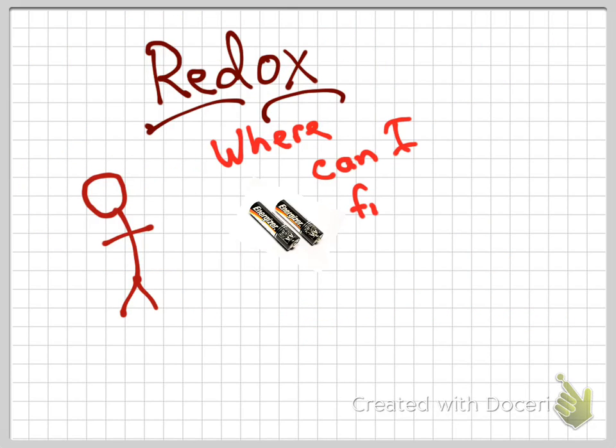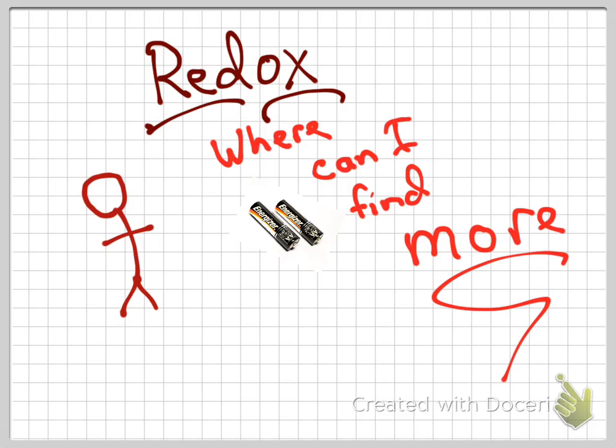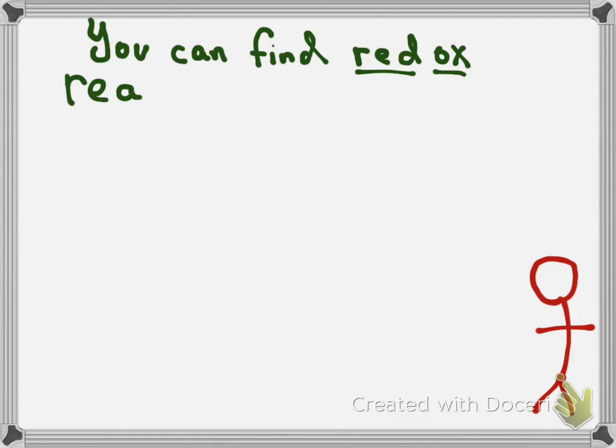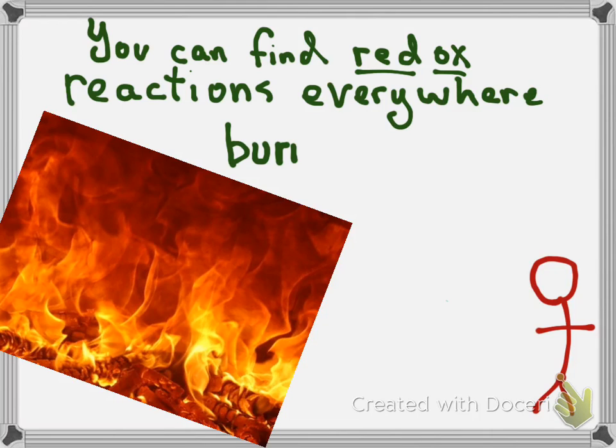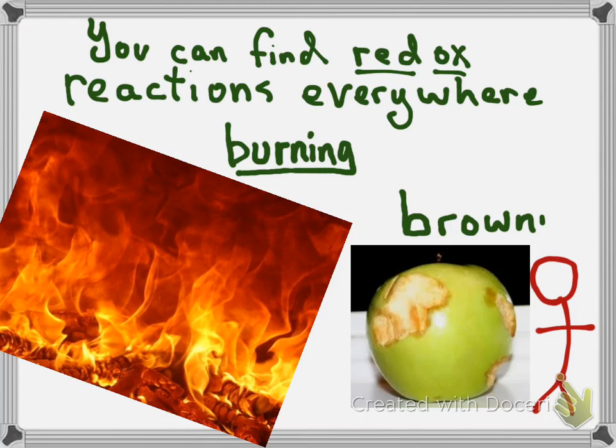Redox reactions occur all around us. You can find them wherever you find batteries. You can also find redox reactions, well, everywhere. Fire, anything that burns, the browning of fruit. Those are examples of reduction-oxidation reactions.